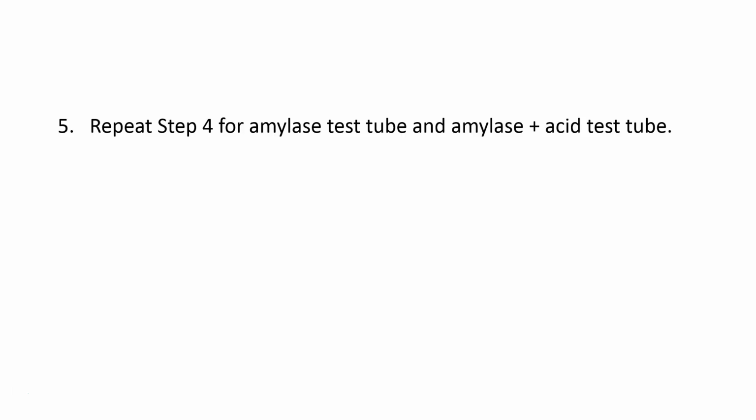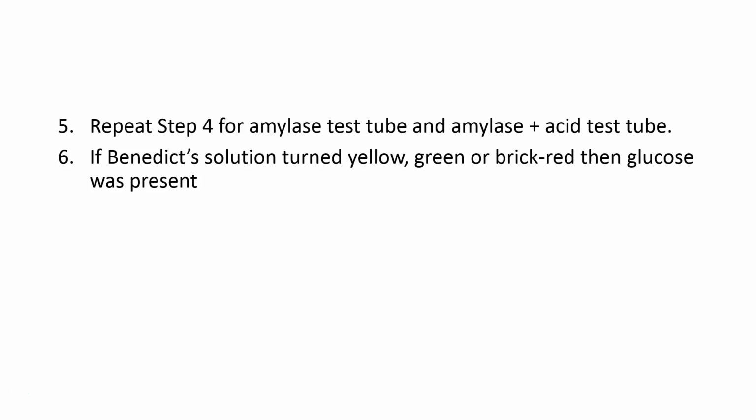Then repeat step 4, that's the last step, for both the amylase test tube and the amylase and acid test tube. If the Benedict's solution turned yellow, green, or brick red, then glucose was present. And glucose is a form of simple sugar that's small enough to cross into the cells of your body. So what we're testing for is, overnight, has the starch in our baby snack been broken up into glucose, which is a form of sugar.